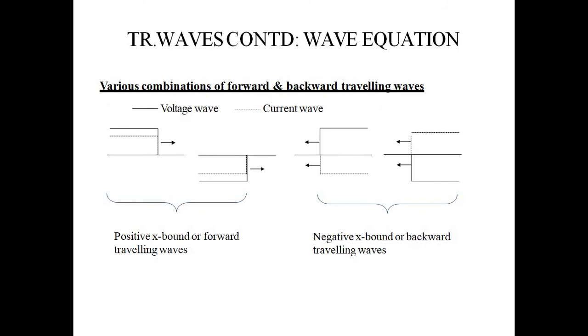Traveling wave equations, various combinations for forward and backward wave traveling. Here, first of all, the voltage wave is represented for positive x bound or forward traveling and negative backward traveling waves, and it will also be represented by the current wave.